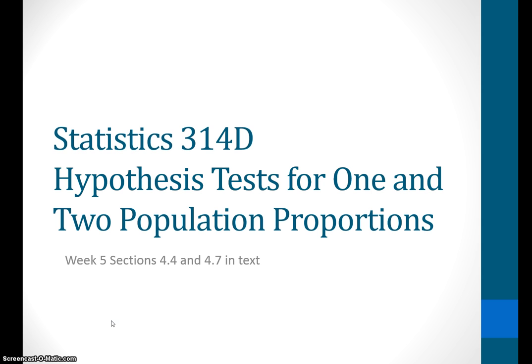I've decided to make a recording of this week's notes, especially for some of those that I've requested some more auditory type lessons. And so hopefully this will be helpful for the majority of you. Okay, so let's get started. This week we are looking at hypothesis tests for 1 and 2 population proportions. This corresponds with sections 4.4 and 4.7 in the required textbook.